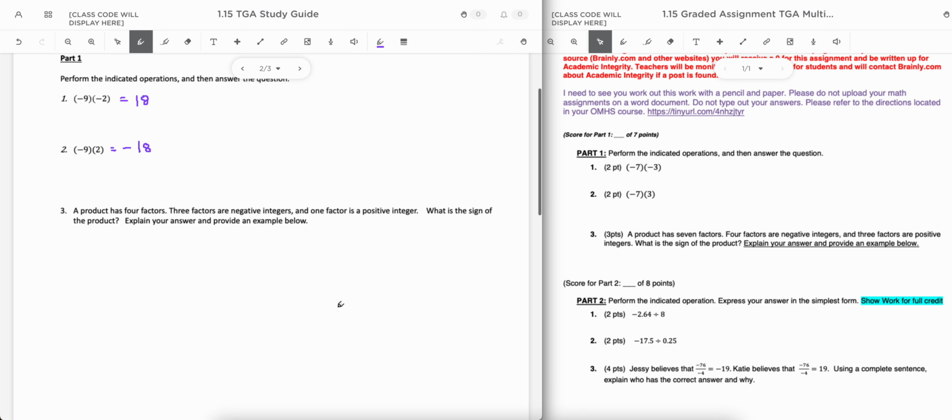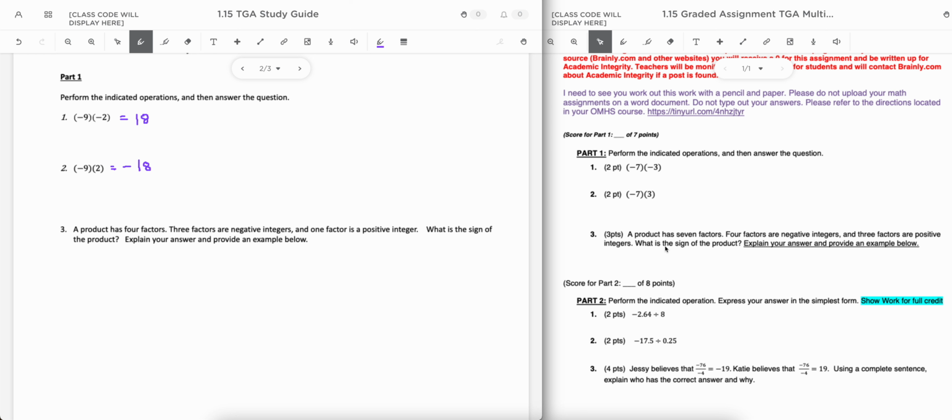Okay, let's scroll down and look at number 3 here on the study guide. It says a product has 4 factors. 3 of those factors are negative integers. 1 factor is a positive integer. What is the sign of the product? Explain your answer and provide an example below.